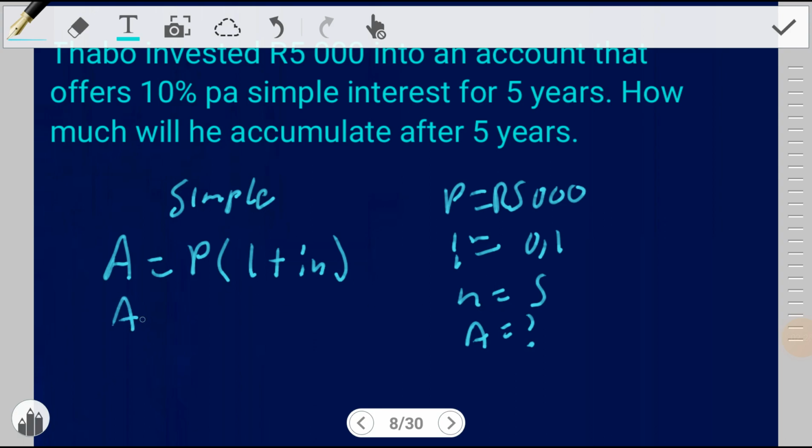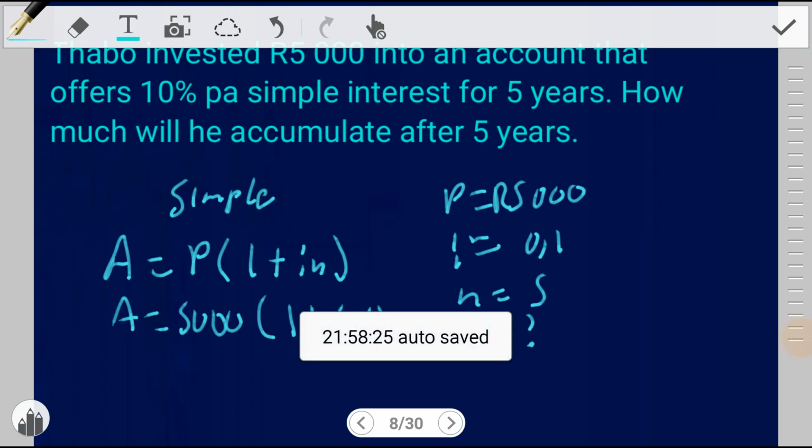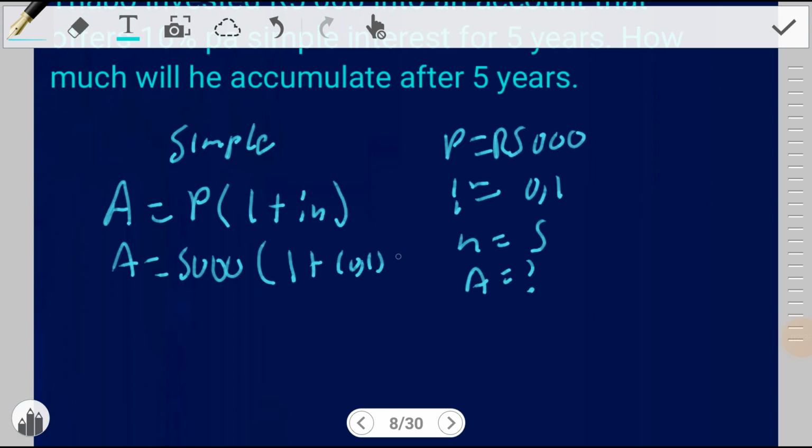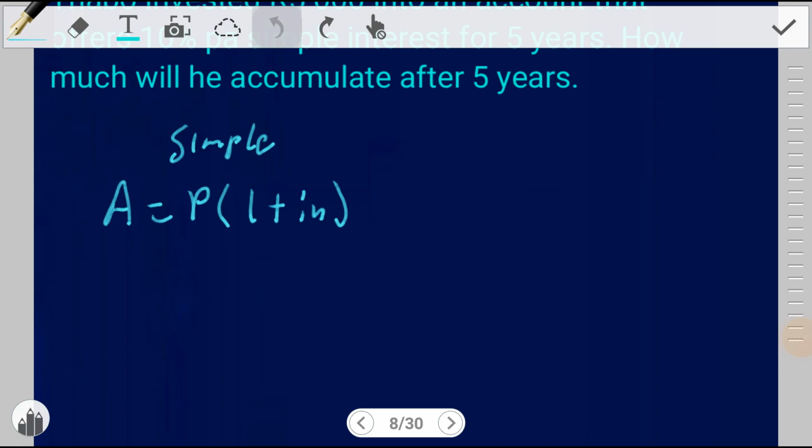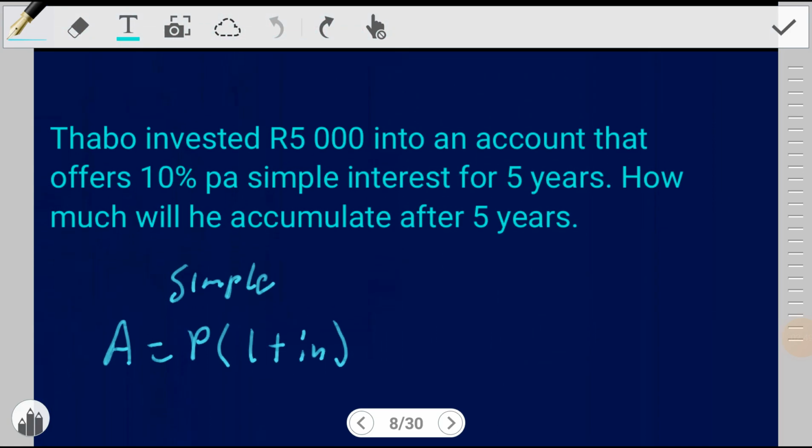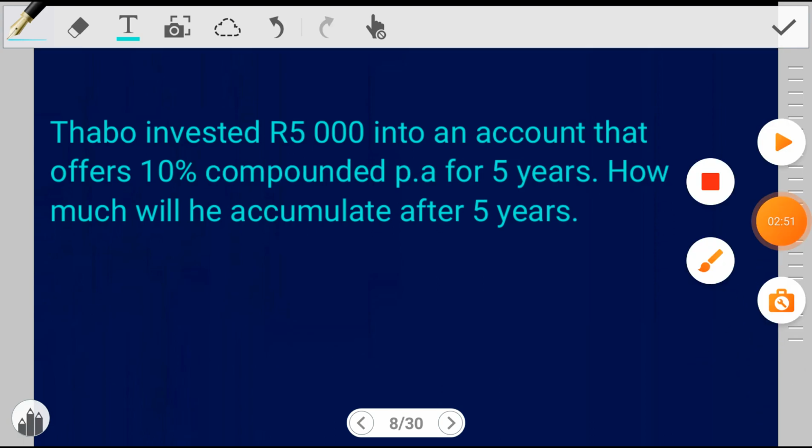So we're going to say A is equal to P, which is 5,000, times 1 plus the interest 0.1 times the number of years, which is 5. Then all you have to do is calculate this and you'll have the value. So that is for simple interest. Let's go to another type of question.